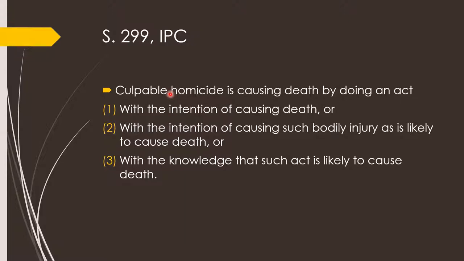So culpable homicide is causing death by doing an act with the intention of causing death, with the intention of causing such bodily injuries as is likely to cause death, and with the knowledge that such act is likely to cause death. So these are the three things that are to be proved. That is, the injury was caused with the intention of causing death, or the intention of causing such bodily injuries as is likely to cause death, or with the knowledge that causing such bodily injury is likely to cause death.